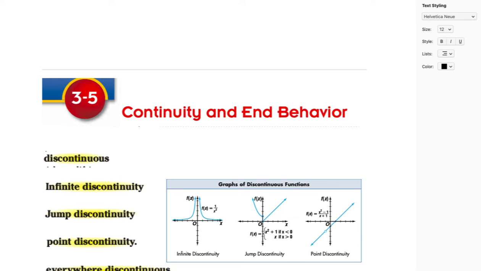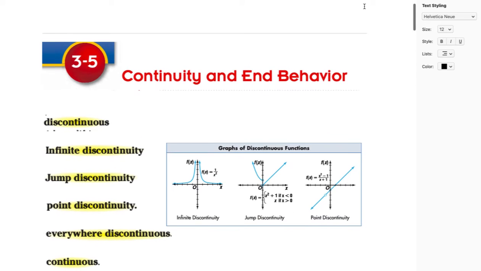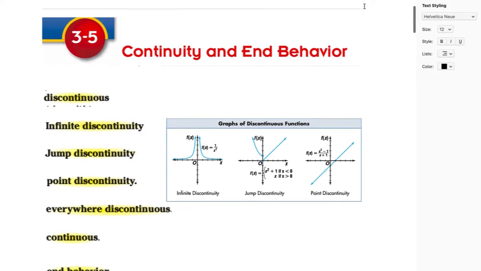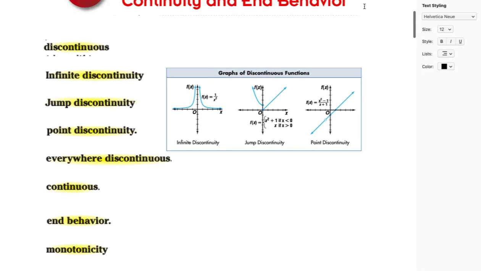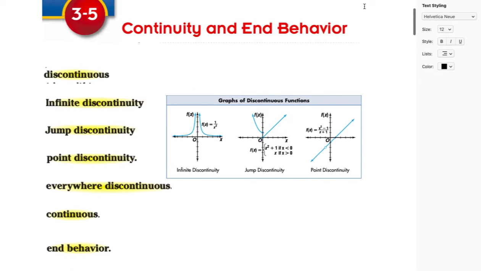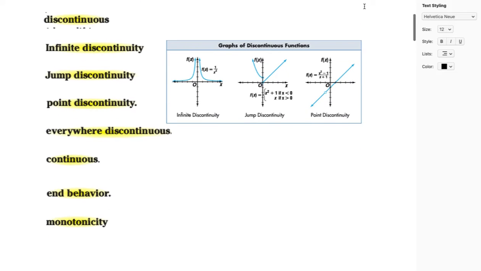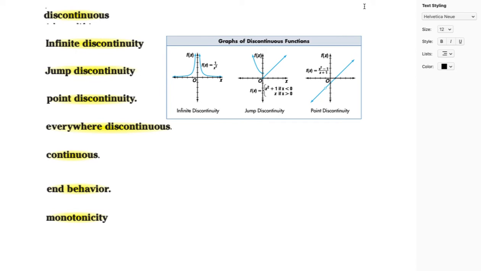Hey, pre-calculus friends, we're here in chapter 3, looking at section 3.5. We are going to be talking about continuity and end behavior. So here's our vocabulary. It's not as extensive, but we should get in there anyway. A lot of the words here are going to deal with the idea of continuity, literally all except two.